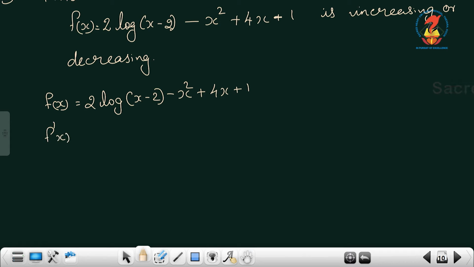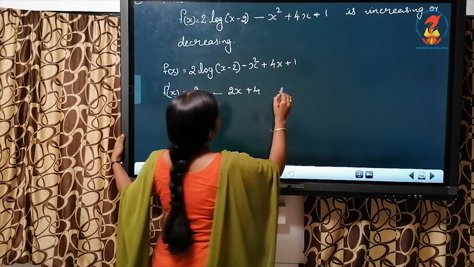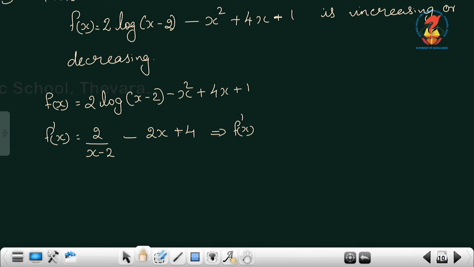Then f dash x is equal to the derivative. 2 is a constant, so 2 into the derivative of log(x minus 2), which is 1 by (x minus 2), minus the derivative of x square, 2x, plus the derivative of 4x, which is 4, and the derivative of 1 is 0. So this much we get. Then simplification, which implies f dash x is equal to, taking LCM x minus 2, numerator 2 minus 2x plus 4 into x minus 2.